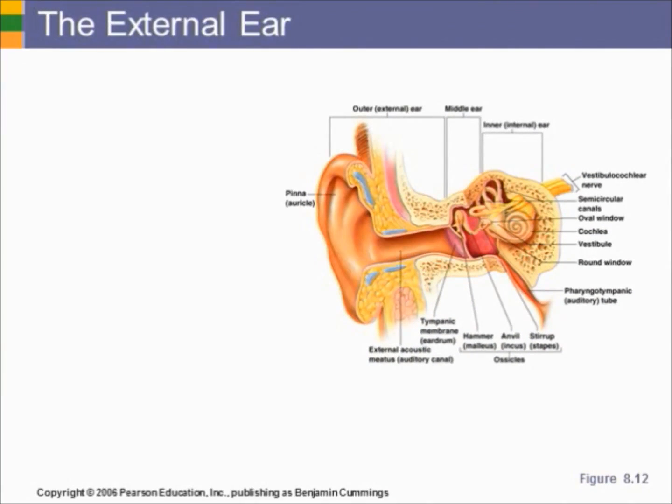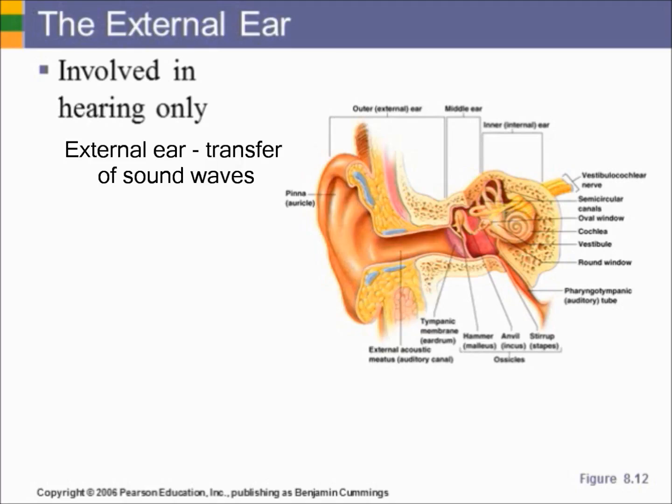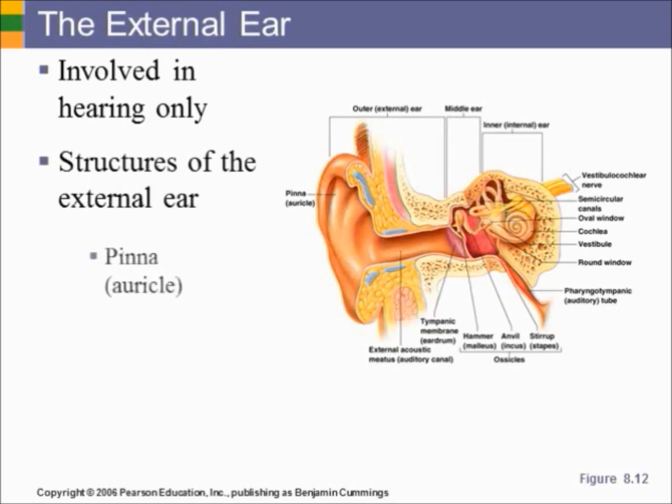Now, the ear is divided into three regions. This slide, we're going to deal with the external ear. Now, the external ear is involved only in hearing. To be more specific, it's only involved with the transfer of sound waves from the outside to the eardrum. So our structures here involve the pinna, or the external portion that we see. Some textbooks refer to this as the auricle.